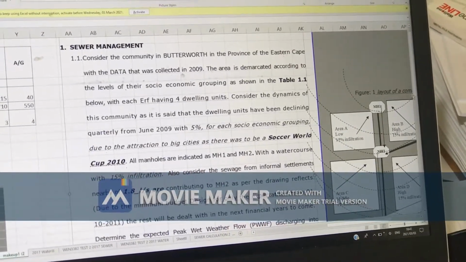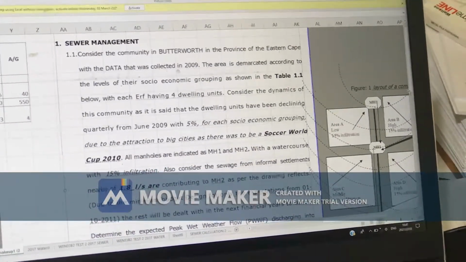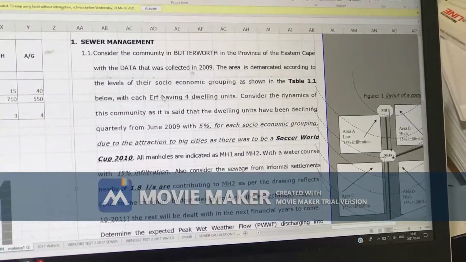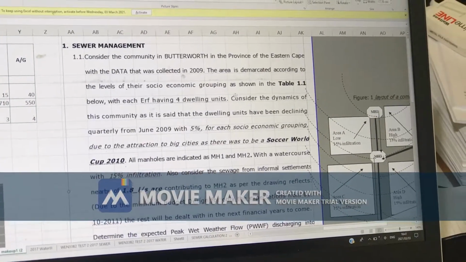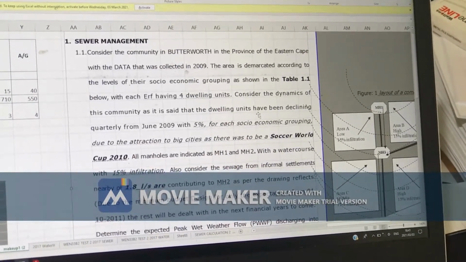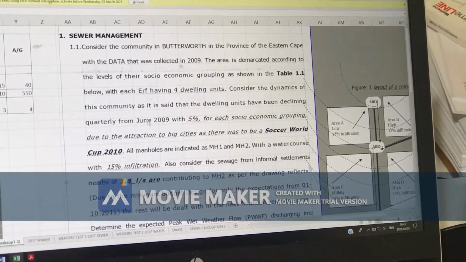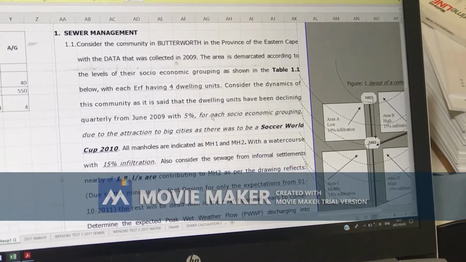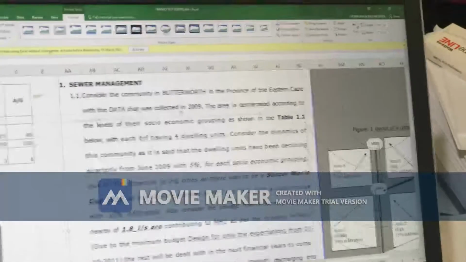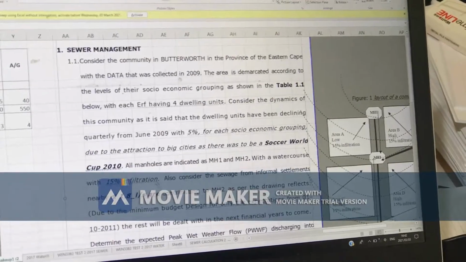Then the F numbers have about 4 dwelling units, which is very important because we need to be very vigilant. Now when we speak of the 4 dwelling units in the F, consider the dynamic of this community, as it is said that the dwelling units have been declining quarterly from June 2009 with 5% for each socio-economic grouping due to the attraction to big cities, as there was to be a soccer World Cup.